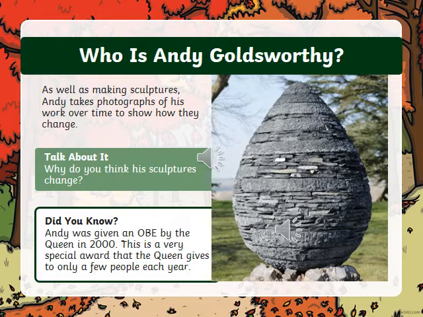Did you think carefully about why sculptures change over time? Mainly because natural materials age and weather over time. So a stone sculpture that was made 10, 15, 20 years ago might be a different colour, maybe is weathered slightly over time.